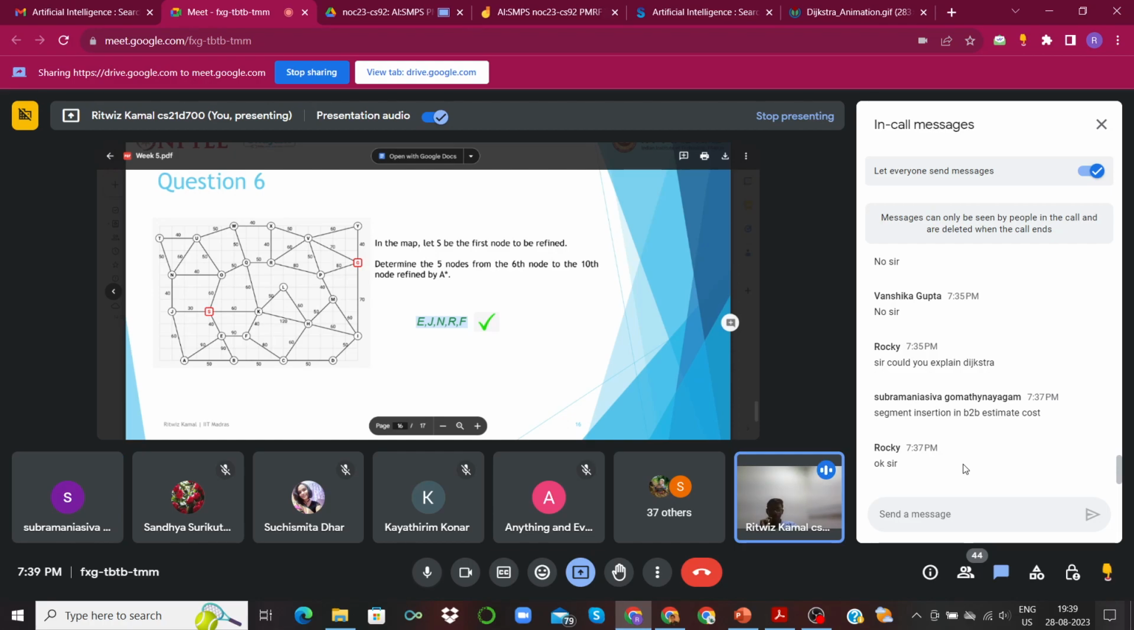Okay, you can also write it out in the chat box if you are facing some audio issues. That's fine.